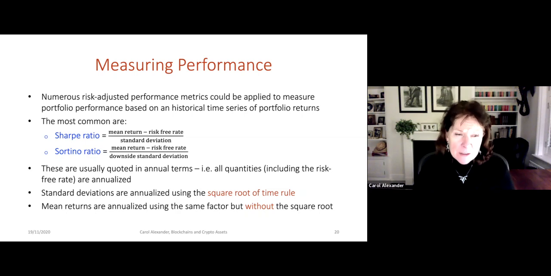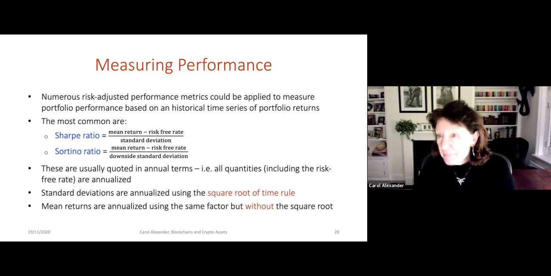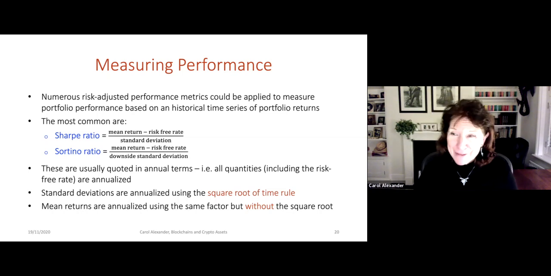One thing to note about the Sharpe ratio and the Sortino ratio is that they're usually quoted in annual terms, a bit like volatilities. That means all the quantities in the Sharpe ratio, the mean return, the risk-free rate, and the standard deviation all have to be annualized. And usually when you look at a risk-free rate, if it says risk-free rate is 1%, it means per annum. It doesn't mean over the next day, obviously. It wouldn't be risk-free if it was 1% over the next day.